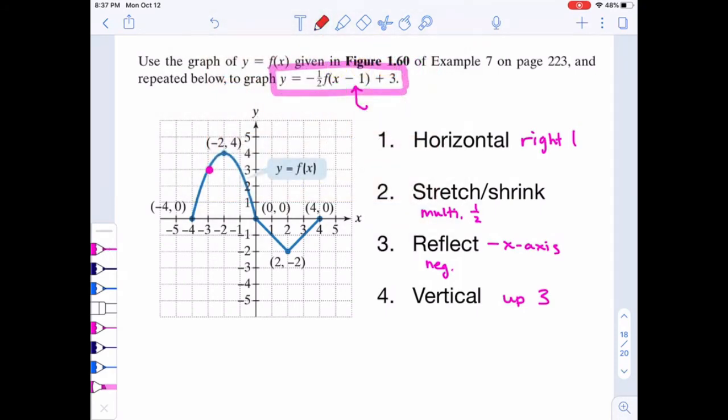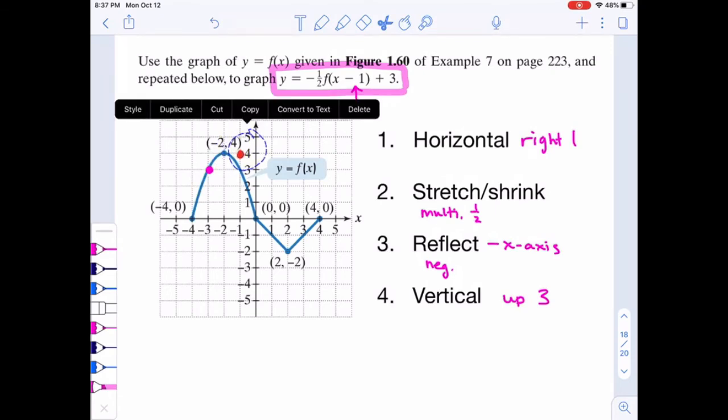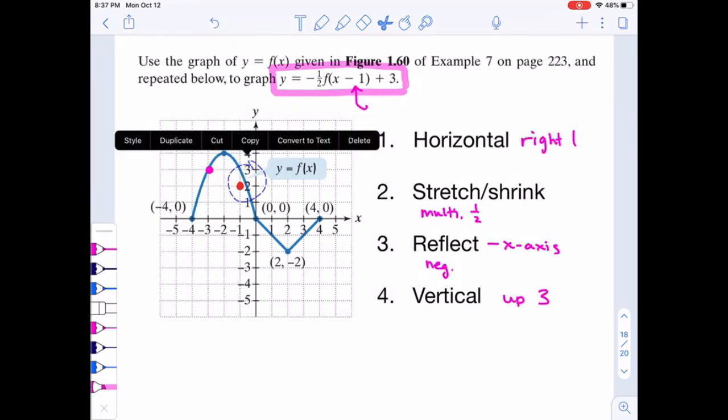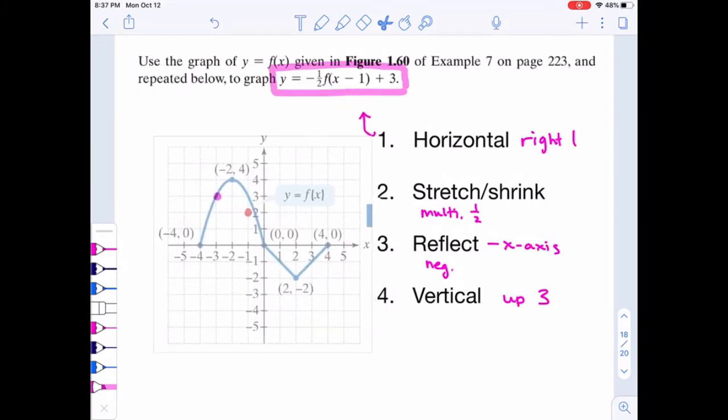Let's try another color. If I take this negative 2, 4, all right, again, I'm going to follow through the same process. First thing it tells me to do is move it to the right 1 spot. Then from there, I have a stretch or shrink. Well, in this case, it's a shrink because it's a 1/2. I'm going to take half of the space to the x-axis. So if I'm up at 4, what's half of 4? Half of 4 is 2, so that takes me to here. Then I need to reflect it about the x-axis. Well, right now I'm 2 away from the x-axis.